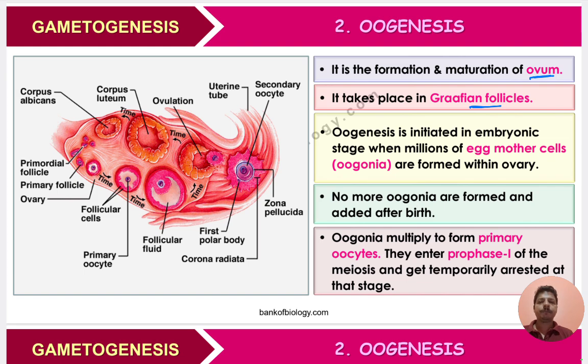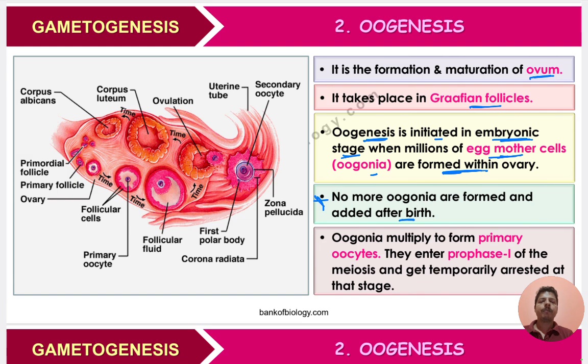Next, oogenesis is initiated in the embryonic stage when millions of egg mother cells or oogonia are formed within the ovary. So oogenesis in the female body is initiated in the embryonic development stage when millions of egg mother cells are formed within the ovary. No more oogonia are formed and added after birth.